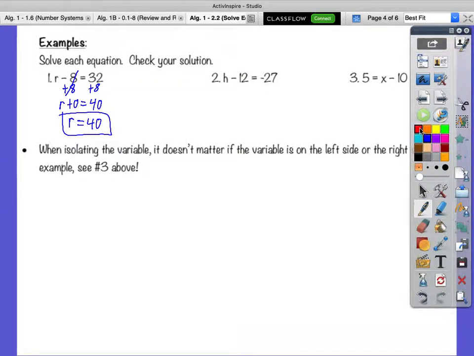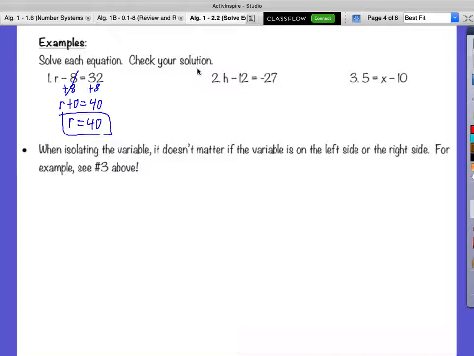Hey, now what's it say in the instructions? Solve each equation, check your solution. Now we're going to check our solution. How do we check our solution? We take our R equals 40, and we plug it into our original equation and see if it holds true.